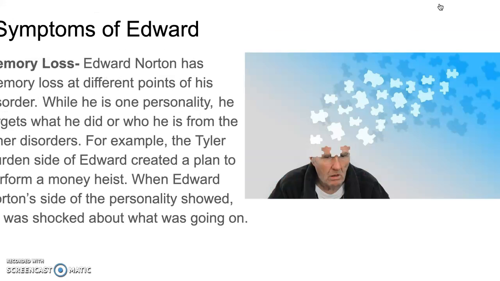Symptoms of Edward, Part 3. Memory loss. Edward Norton has memory loss at different points of his disorder. While he is one personality, Tyler Durden, he forgets what he did or who he is from Edward Norton. For example, Tyler Durden created a plan to perform a money heist, and when Edward Norton's side of the personality showed up again, he was shocked about what was going on.